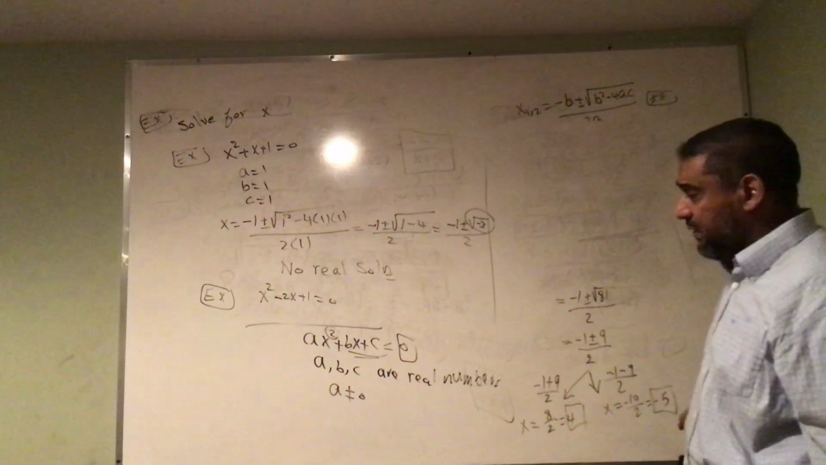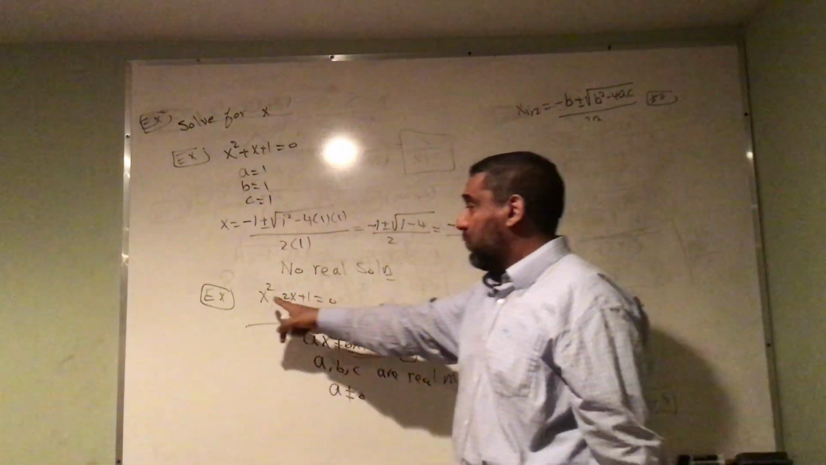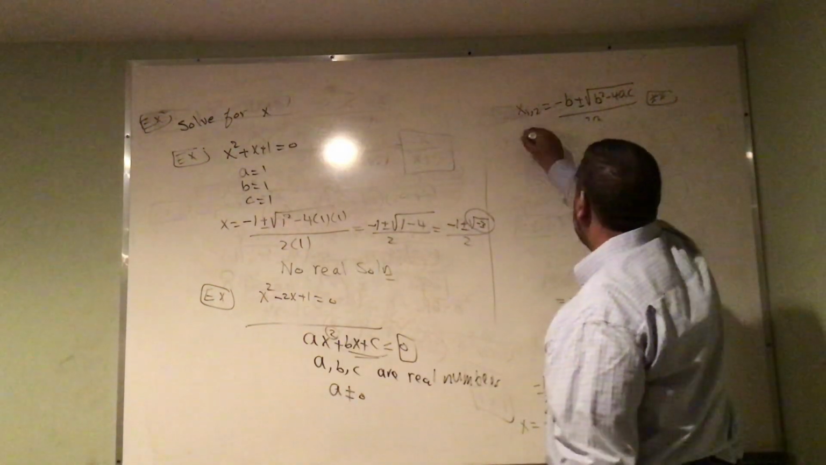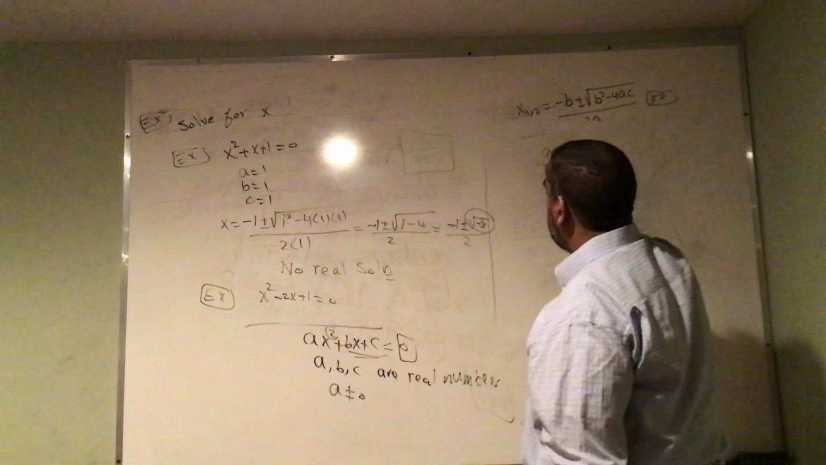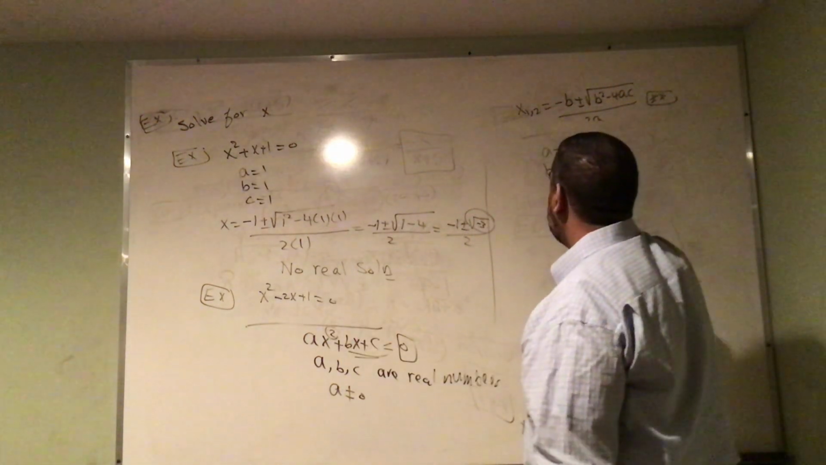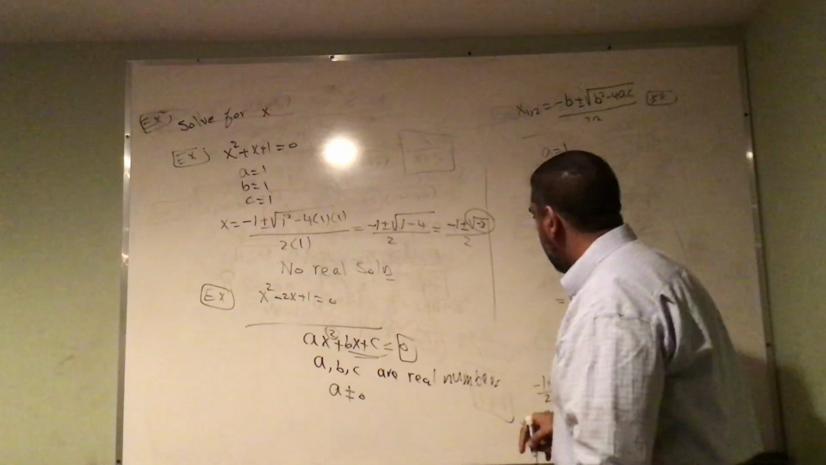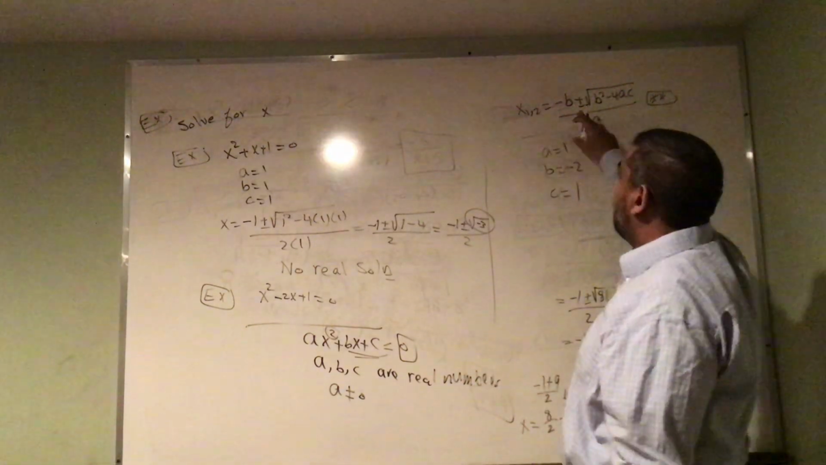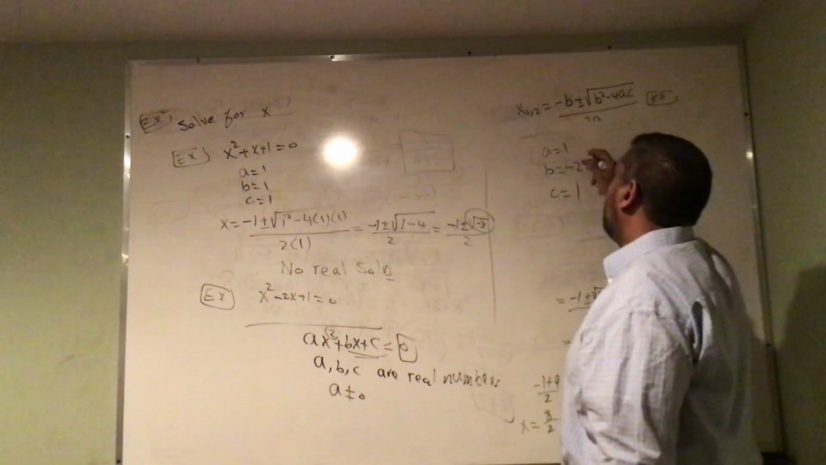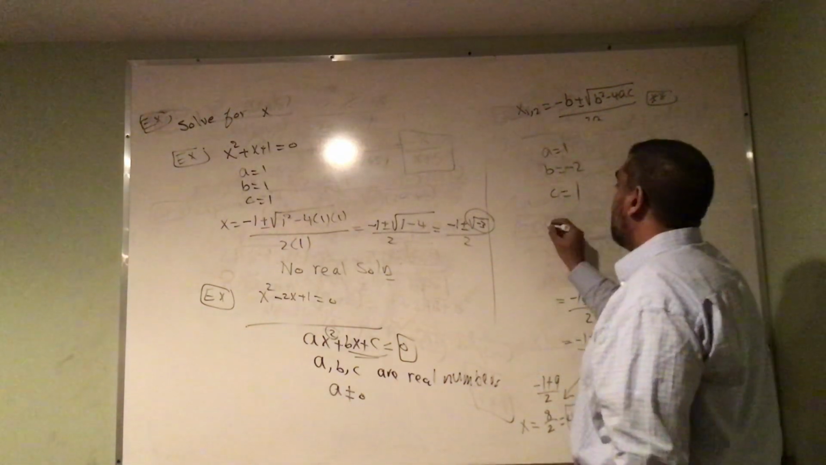So what do you have, guys, here? Just compare. What is your a, guys? Just 1. What is your b here? Your b is minus 2. What is your c? Your c here is 1. So then I'm going to use this quadratic formula here. Replace b by minus 2, a by 1 and c by 1. Let us see what you get.